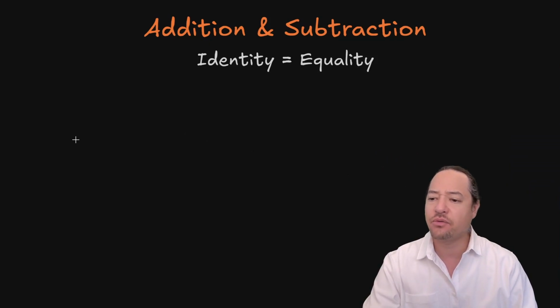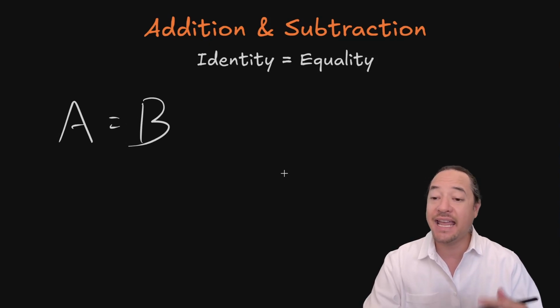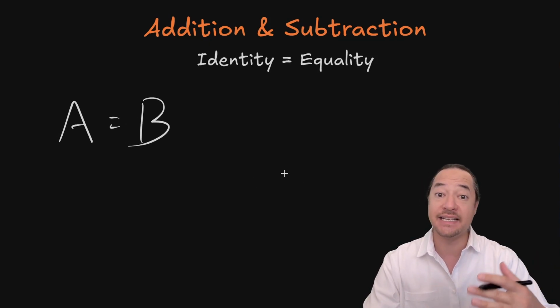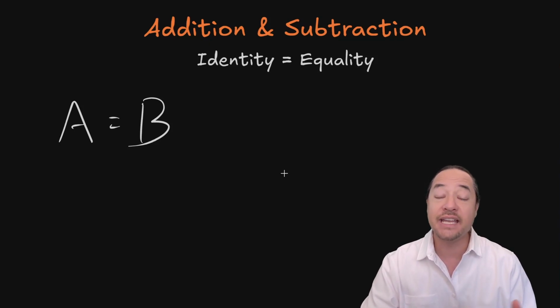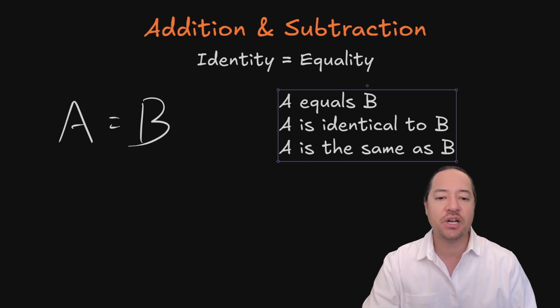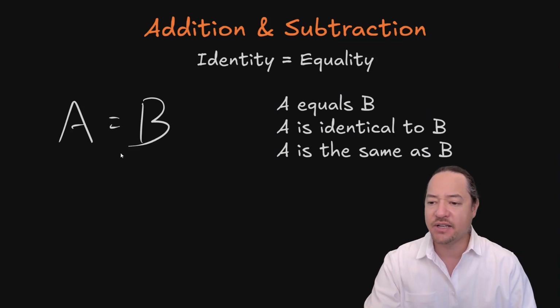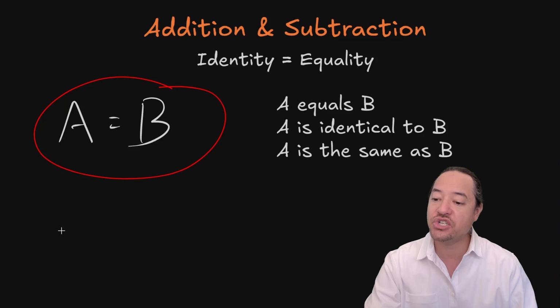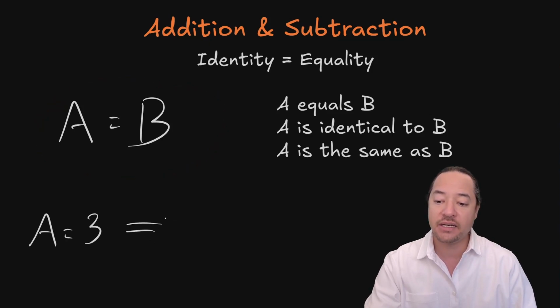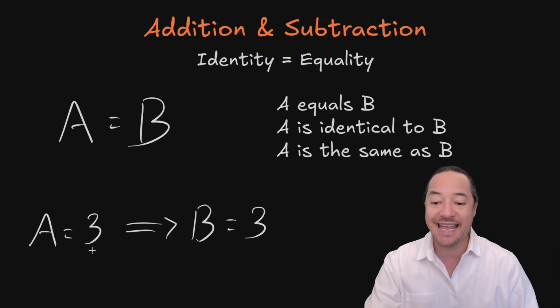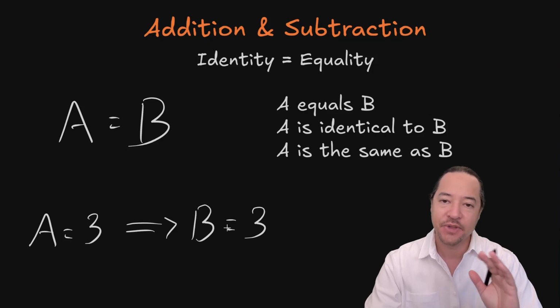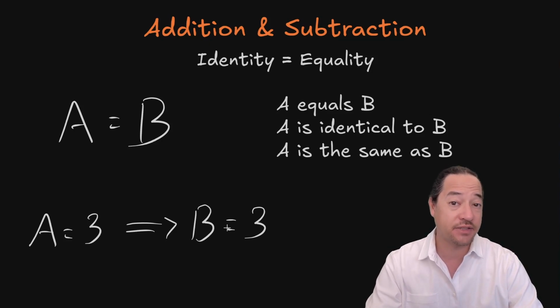For example, if I write down A equals B, or A is identical to B, or A and B are the same, these are a few different ways to describe the same concept. So if this is true, and then I tell you that A is equal to 3, then we also know that B must also be equal to 3, because A and B are identical. Okay, so that's the first word we want to talk about today.